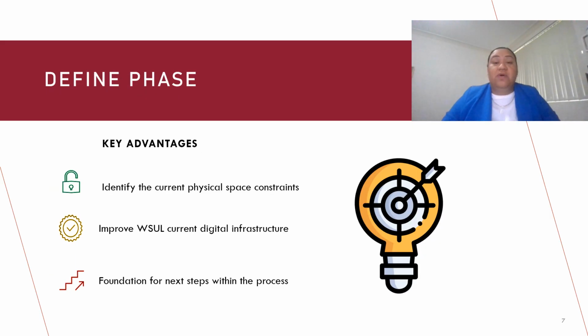So the next step in the process is the define phase. The key components in this phase is to identify the current physical space constraints, improve WSUL's current digital infrastructure, and lastly, it's to cement a basis or foundation as a stepping stone to establish the next steps in the process.